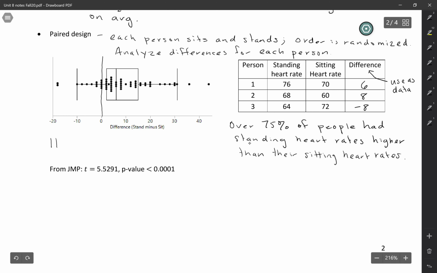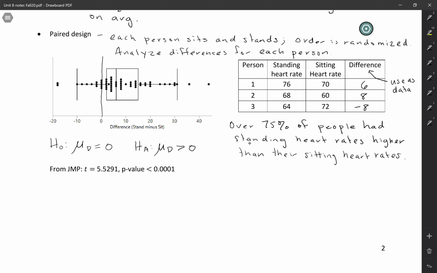So when we go to write our hypotheses now, instead of writing 2 separate means for our separate groups, remember we're really just analyzing the differences here. So I'm going to write this as mu of the differences, the mean of the differences, and the null hypothesis would be that on average those differences are 0, and the alternative would be that standing minus sitting tends to be positive. So that's how we're calculating here, standing minus sitting. So the mean of the differences is greater than 0. So for paired data, instead of writing mu1 minus mu2, we just do mu d.